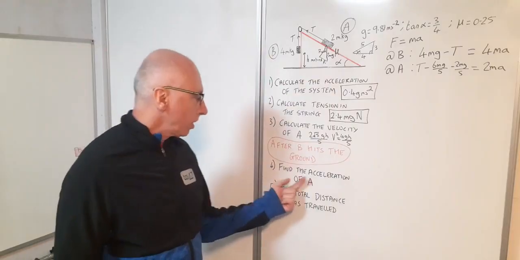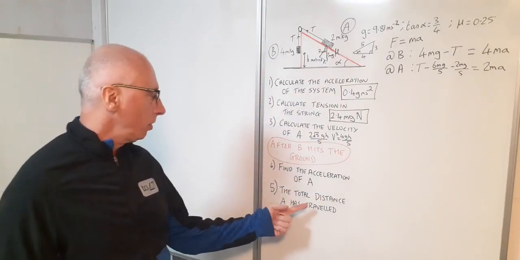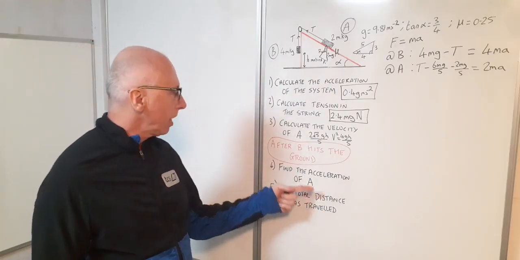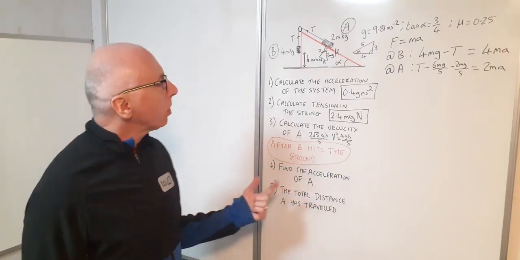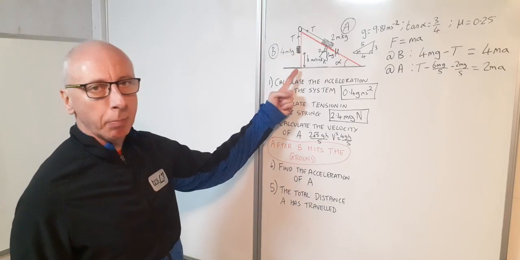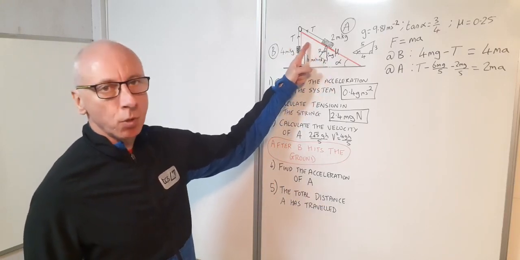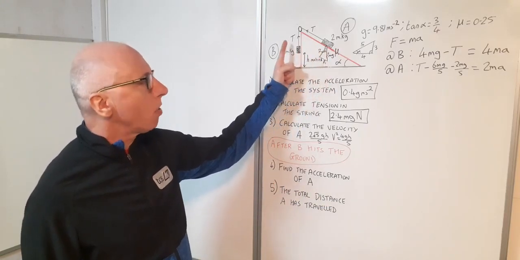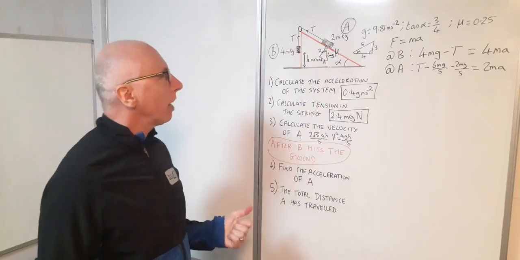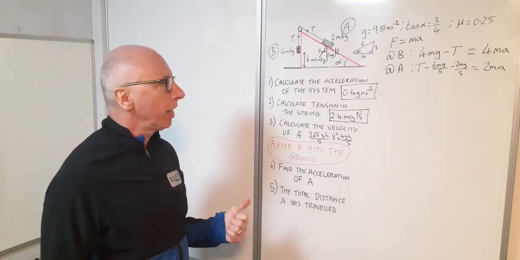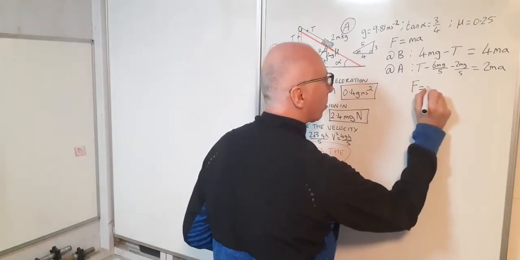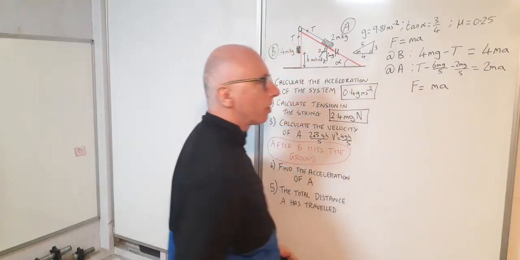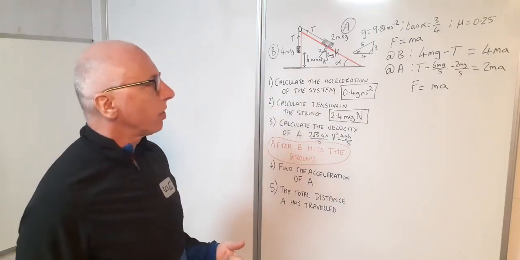Okay, right, find the acceleration of A and find the total distance A has travelled, but that's after B hits the ground. So now the acceleration of the system is going to be changed because B is not going to be pulling the string to make A move anymore. So A is now going on its own motion. So we need to recalculate what's going on here. So we're back to using our force equals mass times acceleration to find our new acceleration of the system.